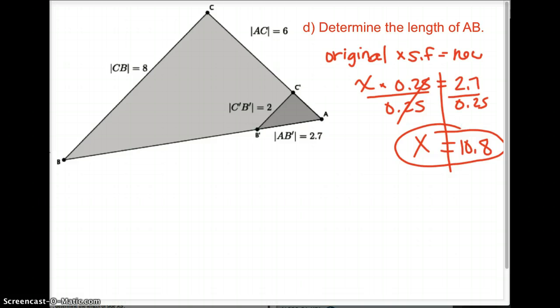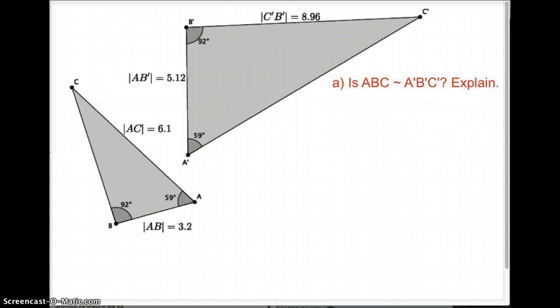All right, moving on to number 2. Again, we have 2 different triangles. Part A, is ABC similar to A prime, B prime, C prime? And explain. So I've got a couple different sets of sides. I also have 2 angles. Well, I'm going to look at the angles first. To me, that seems easier.